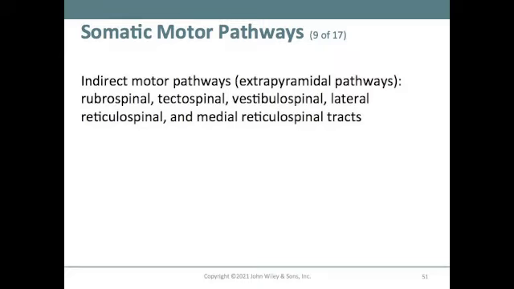In general, the indirect motor pathways convey nerve impulses from the brainstem to cause involuntary movements that regulate posture, balance, muscle tone, and reflexive movements of the head and trunk. An exception is the rubrospinal tract, which plays an ancillary role to the lateral corticospinal tract in the regulation of voluntary movements of the upper limbs.